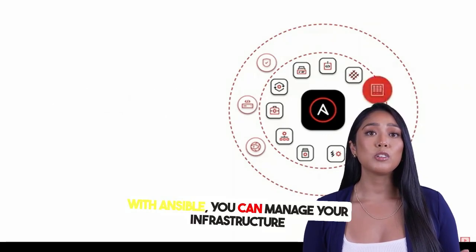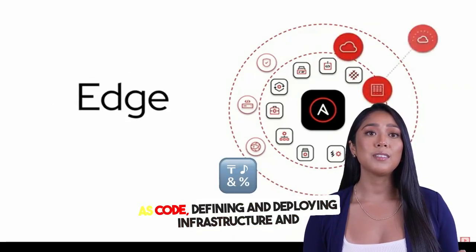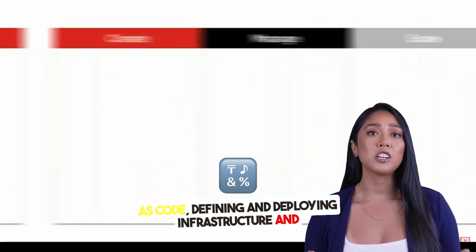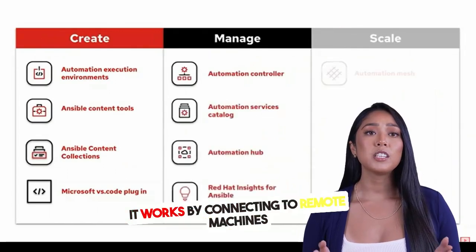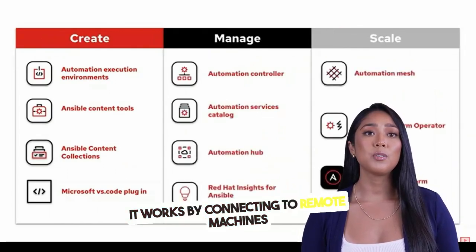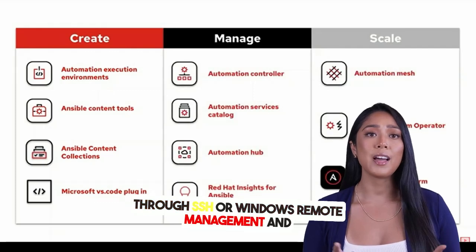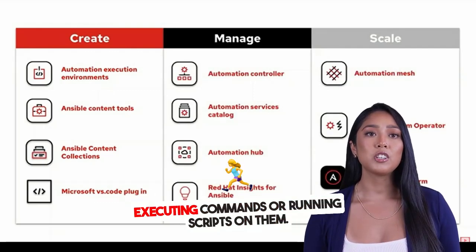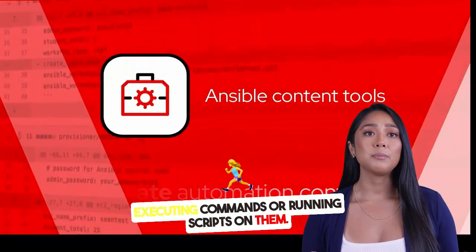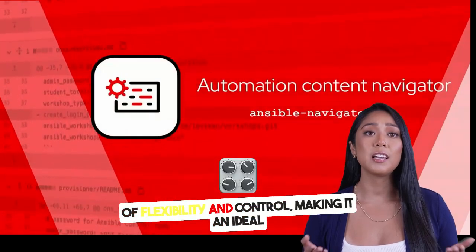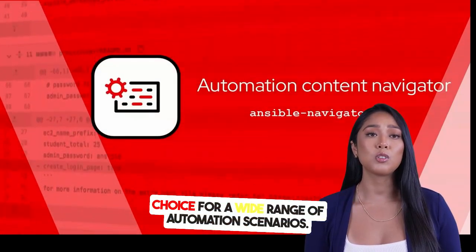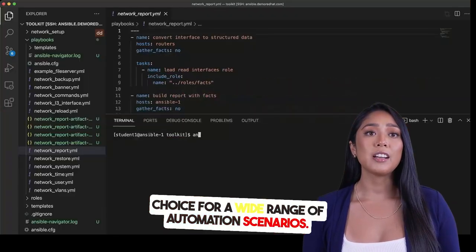With Ansible, you can manage your infrastructure as code, defining and deploying infrastructure and application configurations in a declarative manner. It works by connecting to remote machines through SSH or Windows Remote Management (WinRM) and executing commands or running scripts on them. As a result, Ansible offers a great deal of flexibility and control, making it an ideal choice for a wide range of automation scenarios.